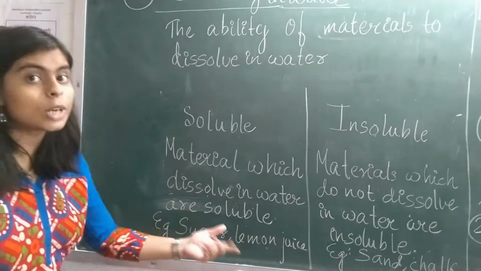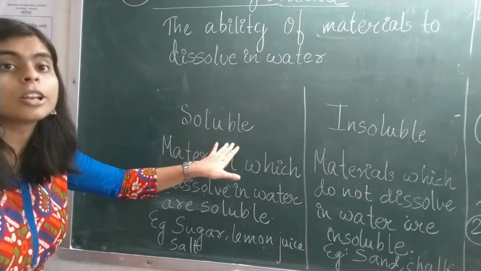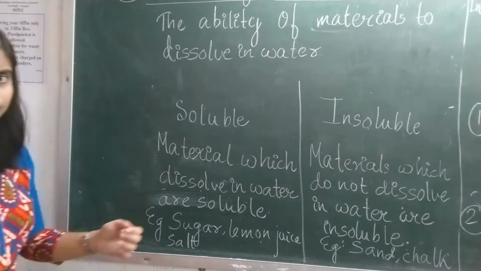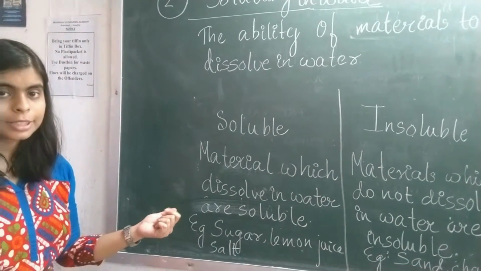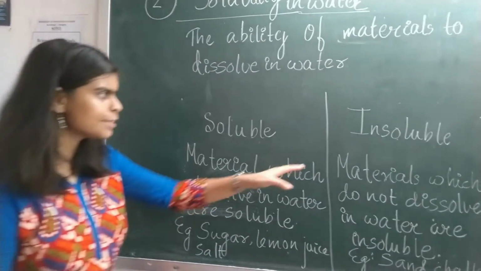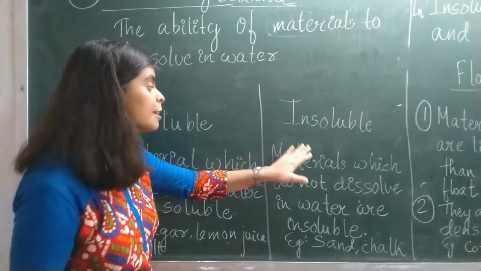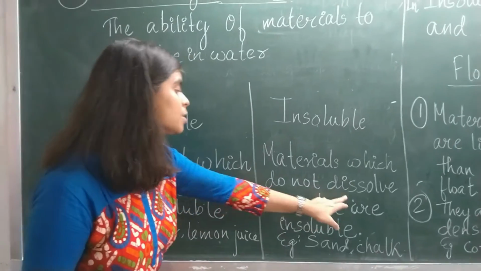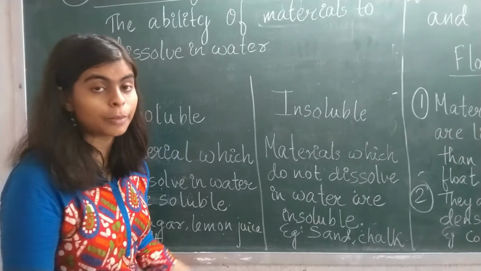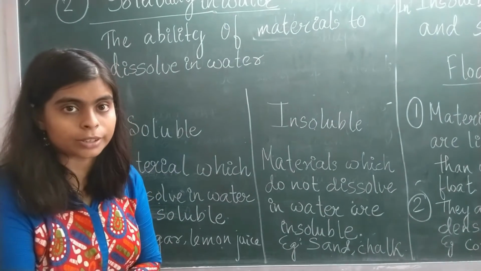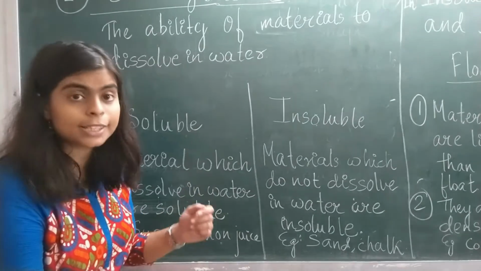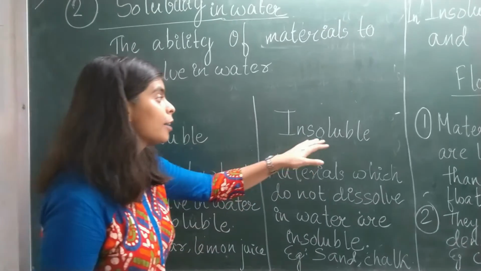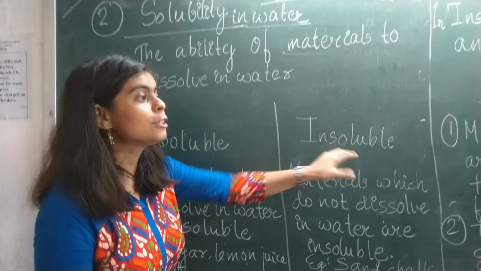মানে যারা জলে গুলে যায় তাদেরকে আমরা কি বলবো? That is soluble. Give an example: sugar, salt, they dissolve. And what is insoluble? Insoluble is the materials which do not dissolve in water. There are many materials which do not dissolve in water. What are they? Sand. We know the sand doesn't dissolve in water. তারা জলে গুলে যায় না. So they are called insoluble.